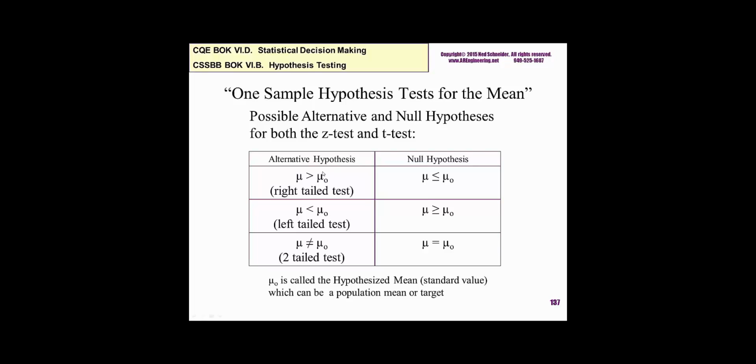When our alternative hypothesis is mu greater than mu naught, this implies a right-tail test. And our null hypothesis, which is a mutually exclusive statement from the alternative hypothesis, would be mu less than or equal to mu naught. When we have mu less than mu naught, this implies a left-tail test. And our null hypothesis is mu greater than or equal to mu naught. And when we have mu not equal to mu naught, this implies a two-tailed test, and our null hypothesis will be mu equals mu naught. Where mu is the mean of the population of the sample, and mu naught is called the hypothesized mean, which can be a population mean or some target.